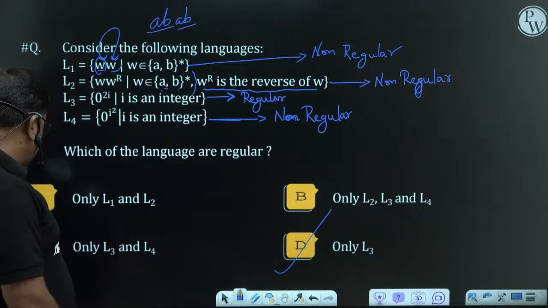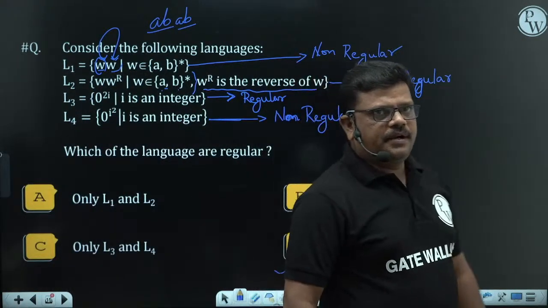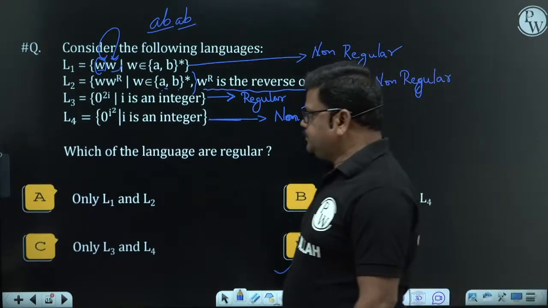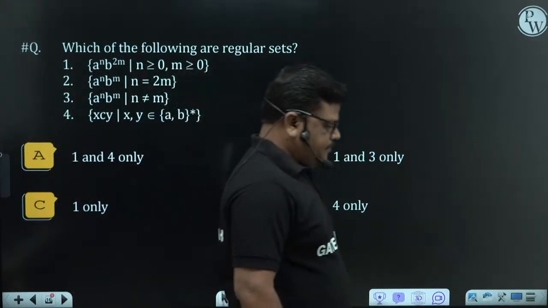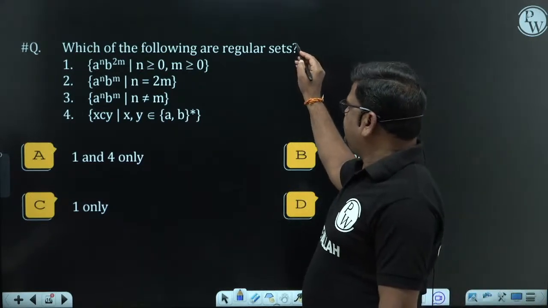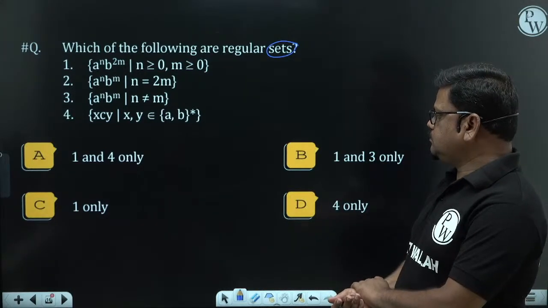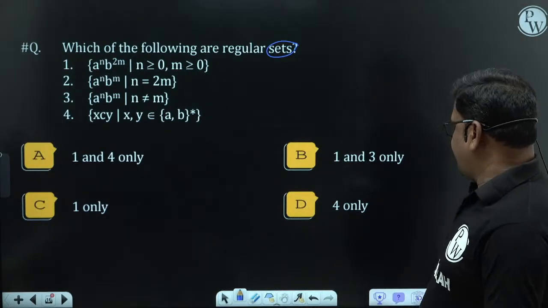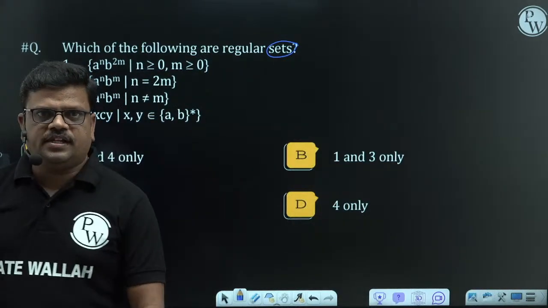Let us solve one more question. Any doubts, students? Anybody having doubt in this GATE question, you can ask me. Otherwise, we will move to the next one. Right. Which of the following are regular sets? What is a set? Set and language are the same. Regular set means regular language. Once again, a similar one.